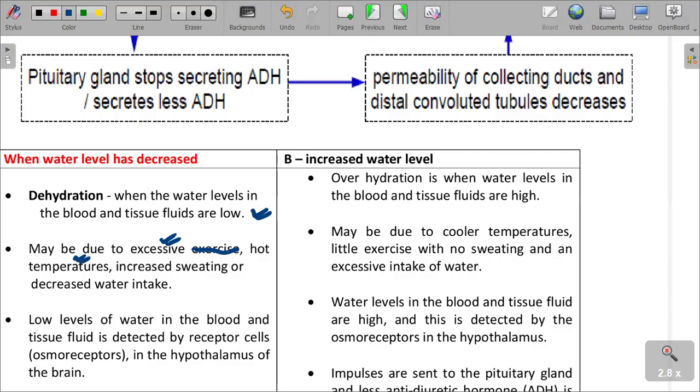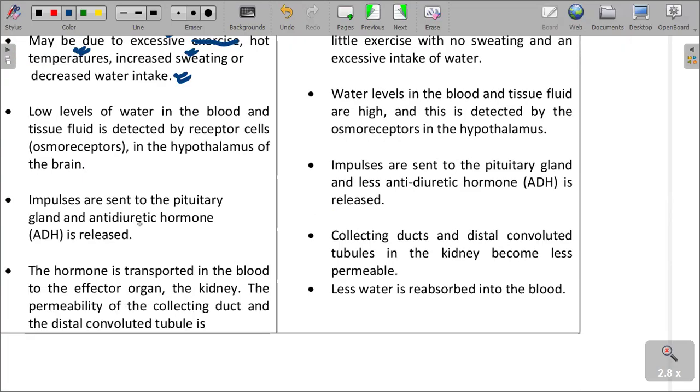I'm sure I remember the issue of loss of water through the skin, through the sweating pores, as a result of sweating. And also we can talk about increased sweating, which is a straightforward point, and decreased water uptake. When people take less water, it also results in dehydration because the water would have been used for various life functions. So low levels of water in the blood and tissue fluid are detected by the receptor cells, the osmoreceptors.